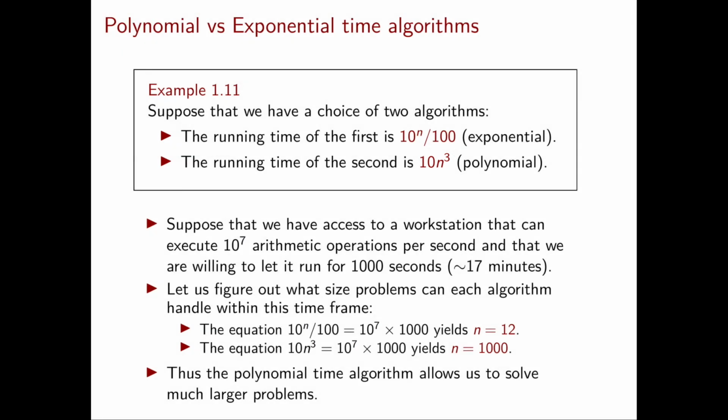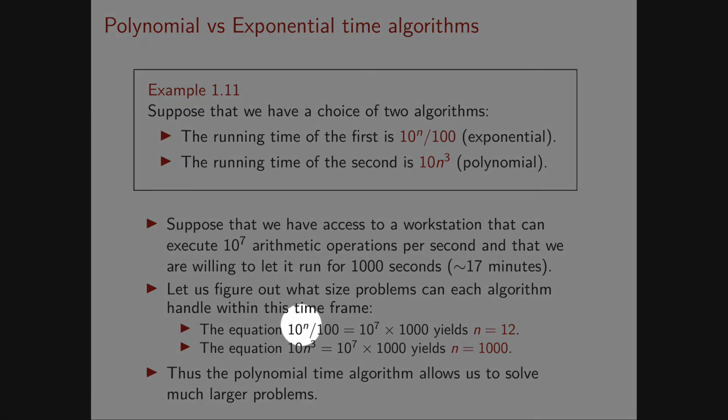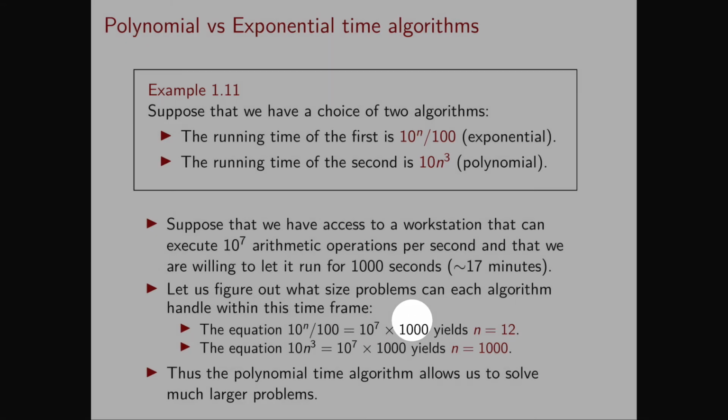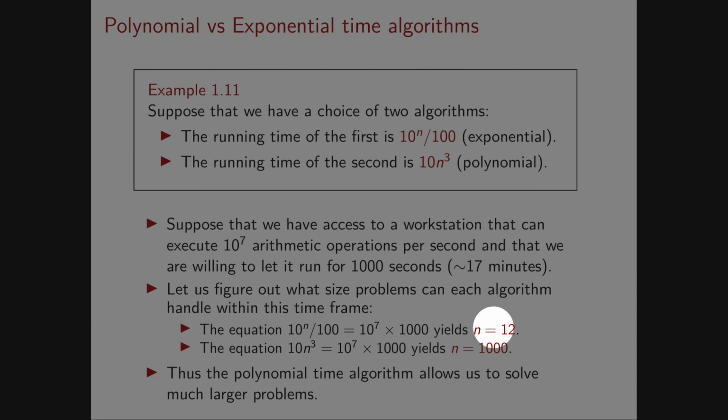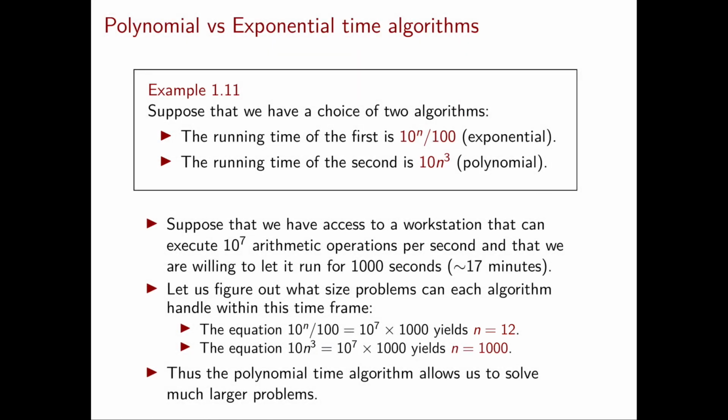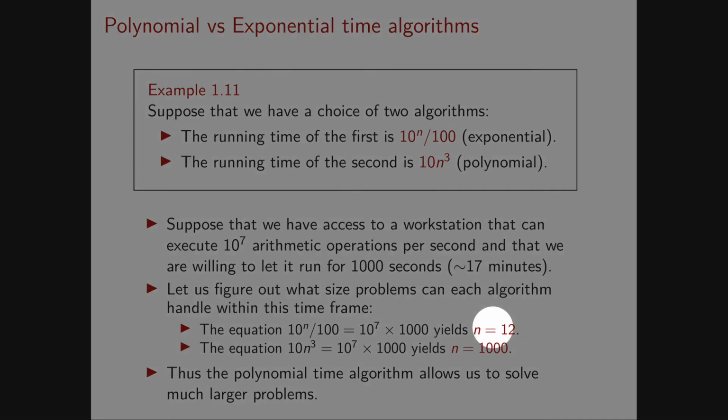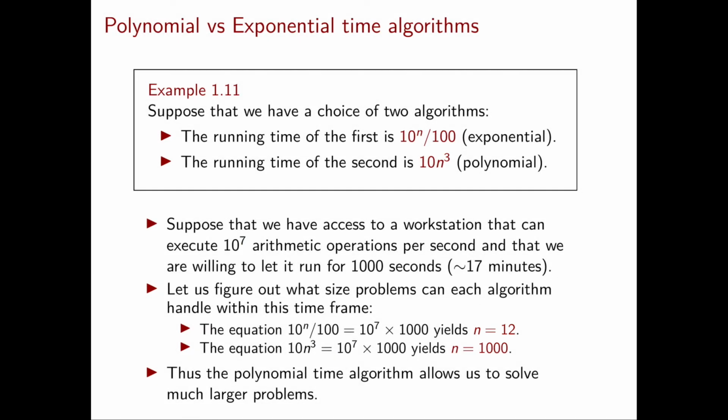For the exponential time algorithm, we need to solve the equation 10 to the n over 100 equal to 10 to the 7 times 1000. And if you solve this equation, you obtain n equal to 12. Therefore, in 17 minutes, we can solve problems with n equal to 12 when we use our exponential time algorithm.